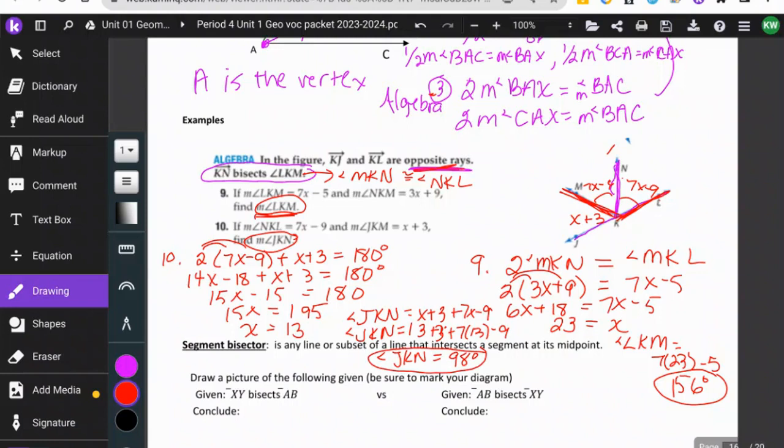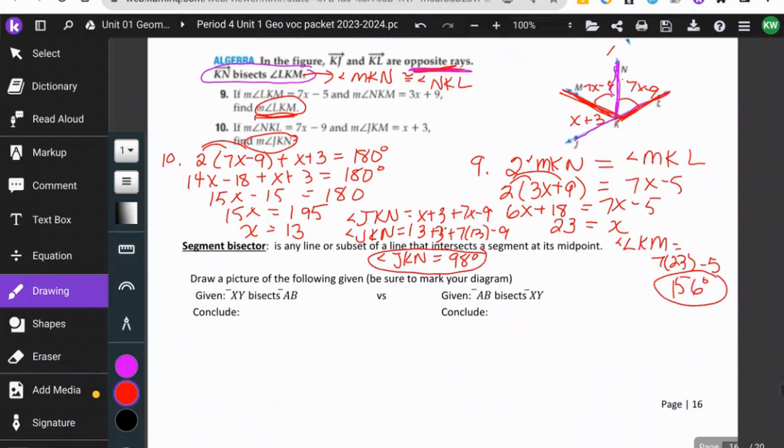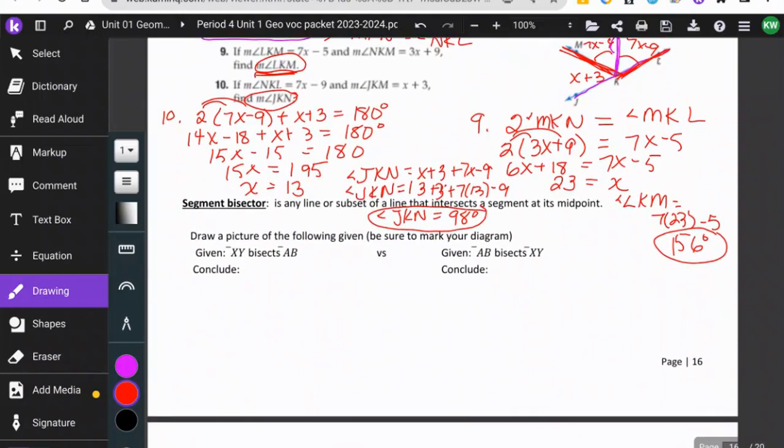So there is your angle bisector. All right, next type of bisector: segment bisector. We're talking about a line, a subset of a line, that intersects at a point. So draw a picture of the following. These are line segments, with a line segment over the top. I'm going to give you a minute. You can pause and draw a picture given that XY bisects AB. Go ahead.